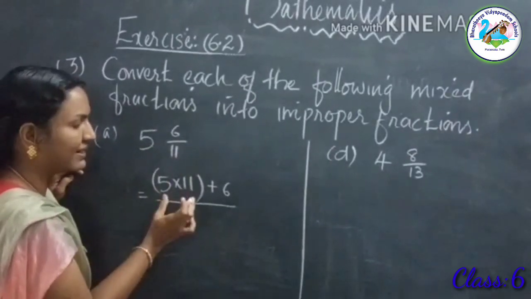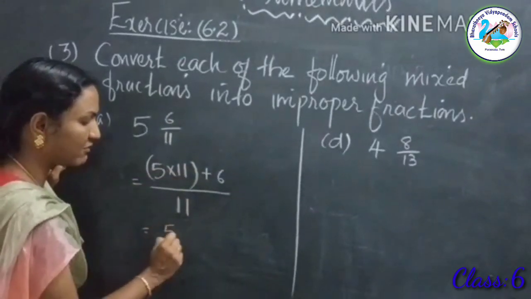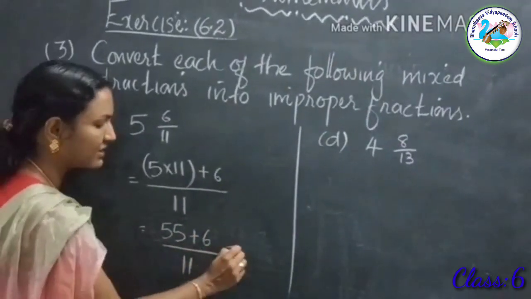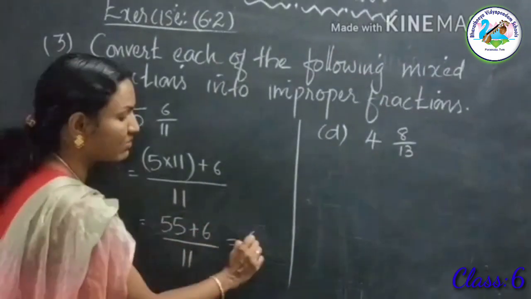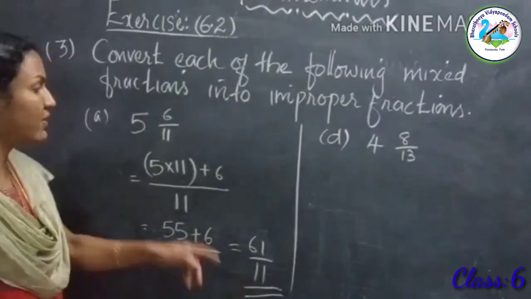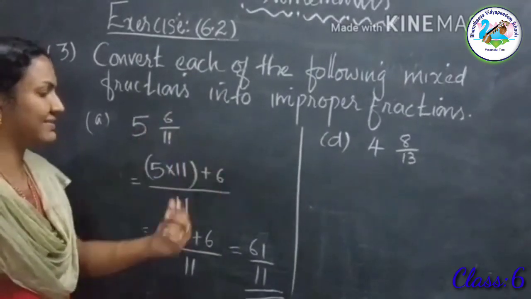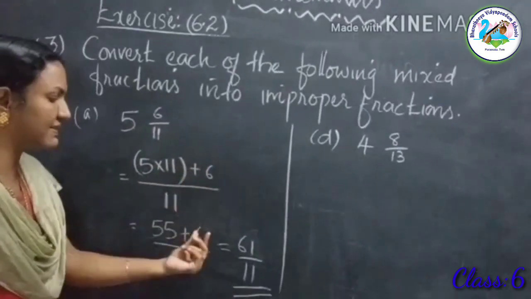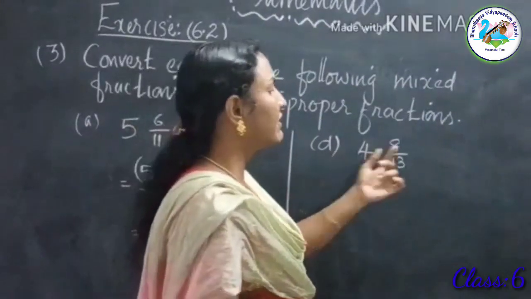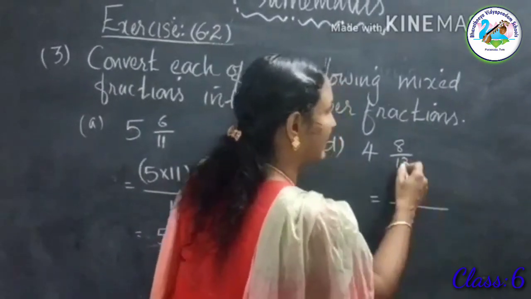5 into 11 plus the numerator 6 is equal to 5 into 11, 55 plus 6 divided by 11, is equal to 61 divided by 11. The answer is 61 by 11. So here the denominator is 11. Multiply sideways, 5 into 11 plus 6. 5 into 11 is 55. 55 plus 6 divided by 11. 61 by 11.